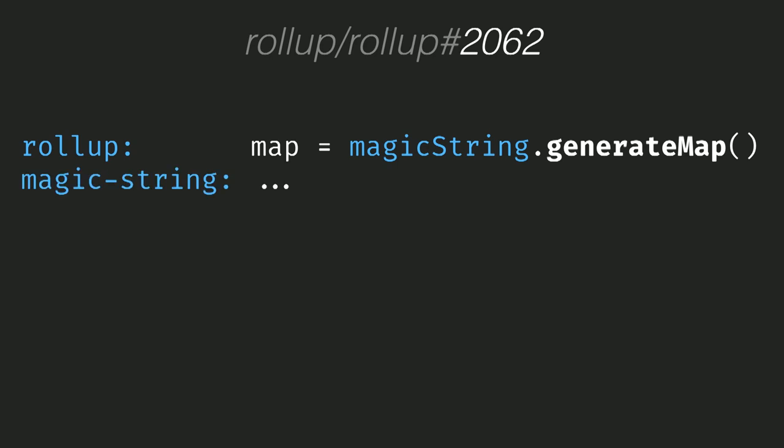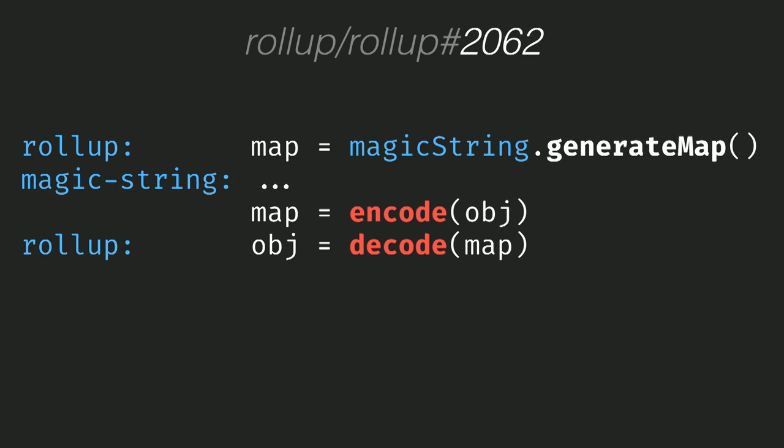And what magic string actually did, it generated a source map as a JSON object, and then it encoded it into this special string representation. Then on the rollup side, we took the string and decoded it into a JSON to manipulate later. And at this point, when the code is presented like this, you immediately can notice what's wrong with it, right? These two lines of code are absolutely useless. You take some data, convert it into a different format, and then you immediately convert it back, and you never needed that other format in the first place.